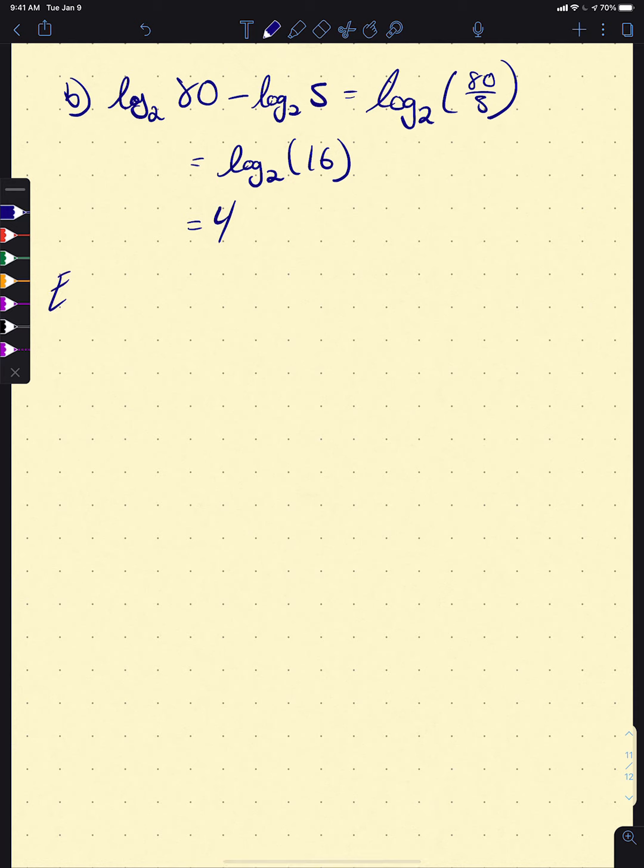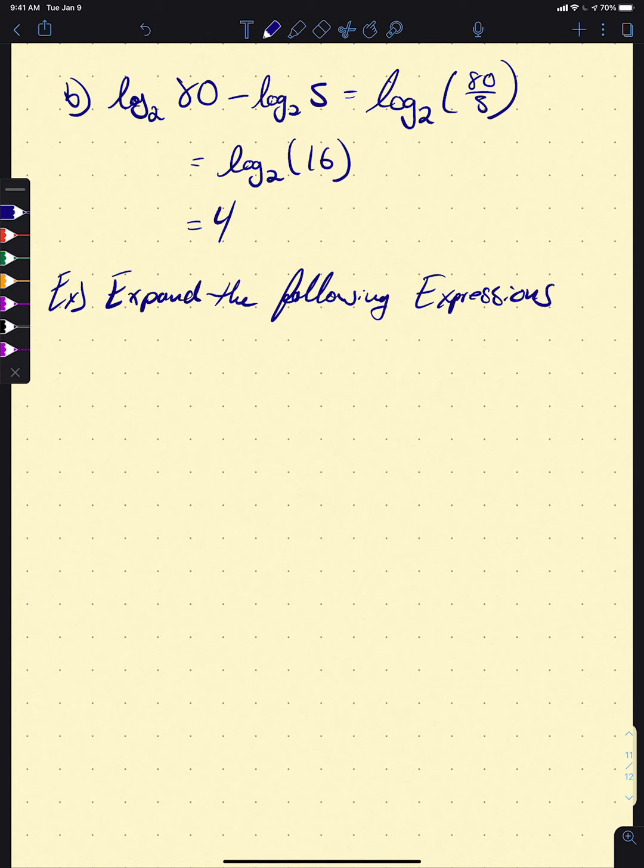Now we can look at another class of examples, okay? And that's the class of expanding. So we're going to expand the following expressions. And this is basically asking us to take this single statement, say the log base 5 of x cubed y to the sixth, right? And we're trying to expand this as much as possible using our log laws.